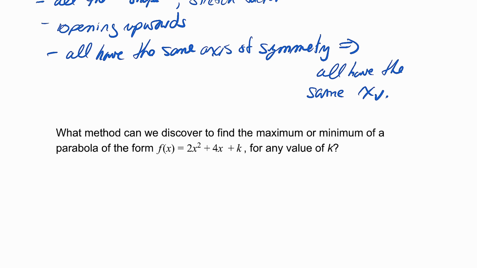So what we can do is that now we've discovered this common characteristic. Now for any value of k, what we can do is find the x value of the vertex ignoring the k value. In other words, we could just look at 2x squared plus 4x, find out what the x vertex is. So in this case, we discovered that the x coordinate of the vertex is minus 1, and then therefore the maximum or minimum is going to be f of minus 1. Okay?